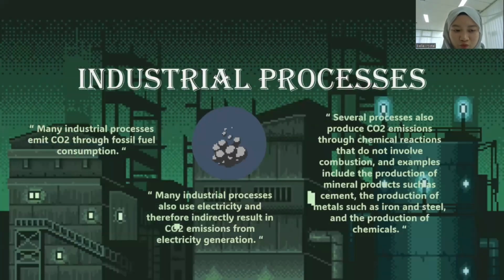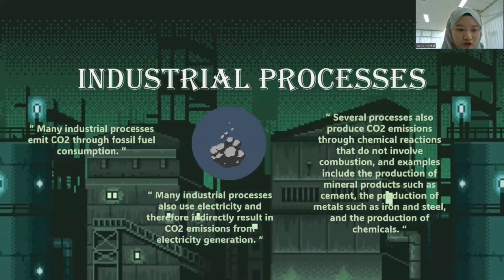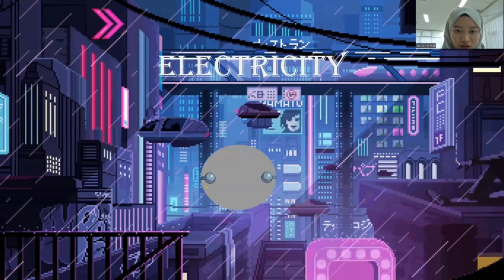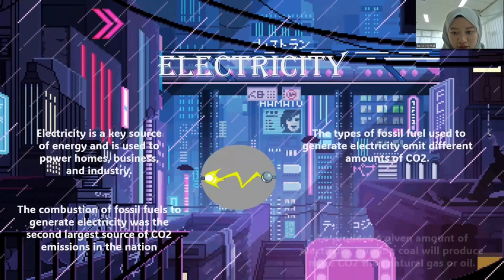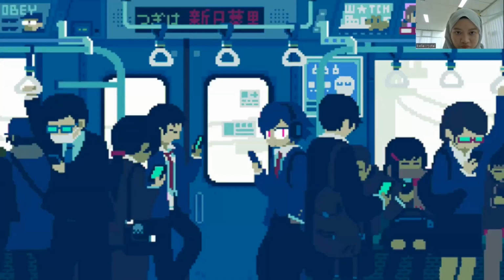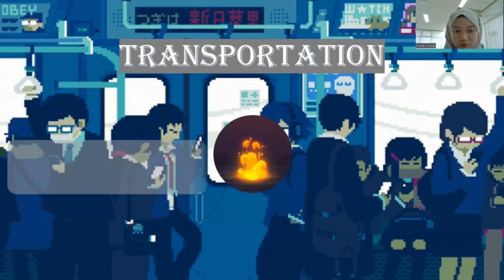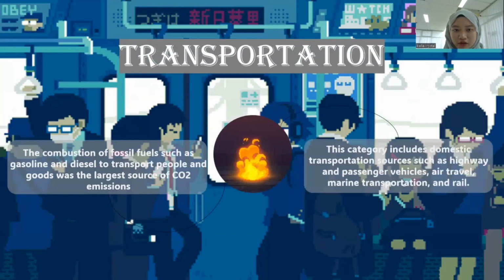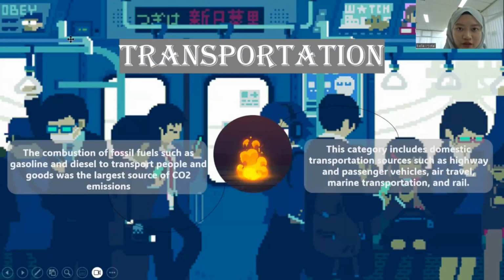Next is industrial processes. These are causes of carbon dioxide. Next is electricity. And lastly is transportation. Okay, that is all from me.